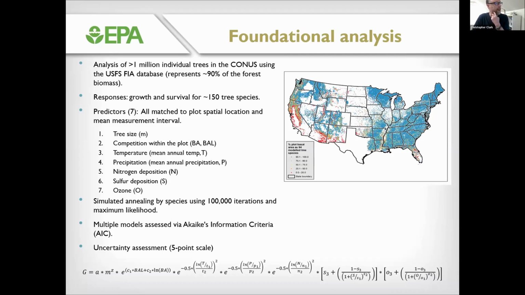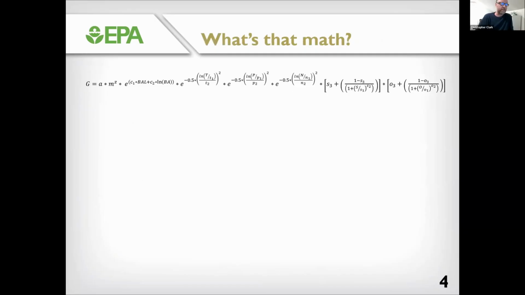The 7 predictors are tree size, competition within the plot (I'll dissect these later to give you more information on what these are), temperature, precipitation, nitrogen deposition, sulfur deposition, and ozone. We use simulated annealing by species using 100,000 iterations and maximum likelihood, and assess multiple models with AIC. And we've also added an uncertainty assessment on a 5-point scale to this. The equation for growth is shown at the bottom, and I'll decompose that in the next slide so you understand why we are using this functional form. What does it mean? What do the terms represent?